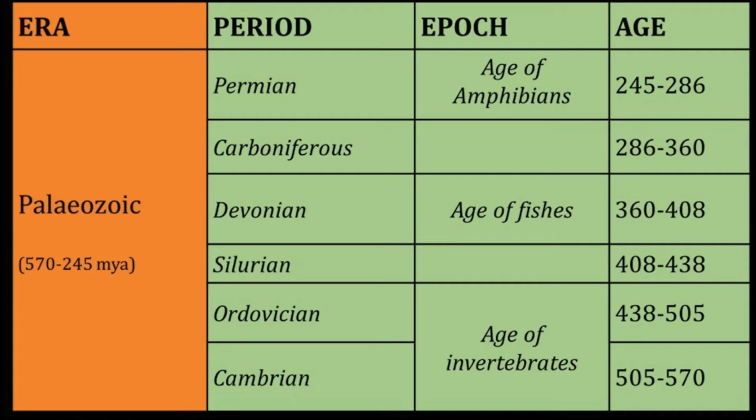The Paleozoic era is one of the most important eras in geological history. The age of this Paleozoic era is 570 to 245 million years. So that is the Paleozoic era. This Paleozoic era is divided into different periods: the Cambrian, Ordovician, Silurian, Devonian, Carboniferous and Permian.